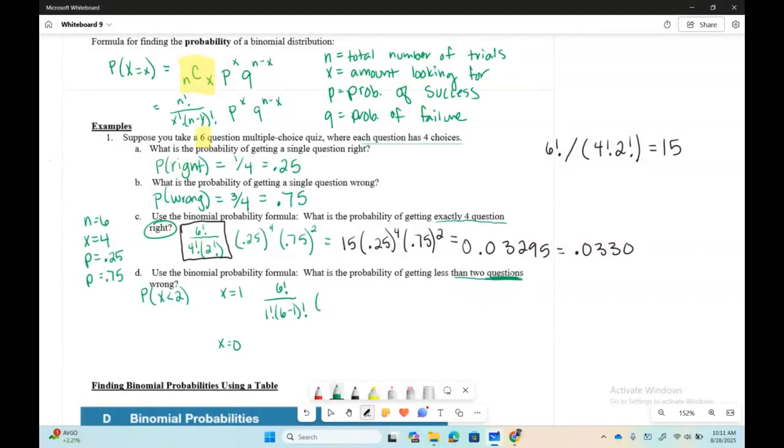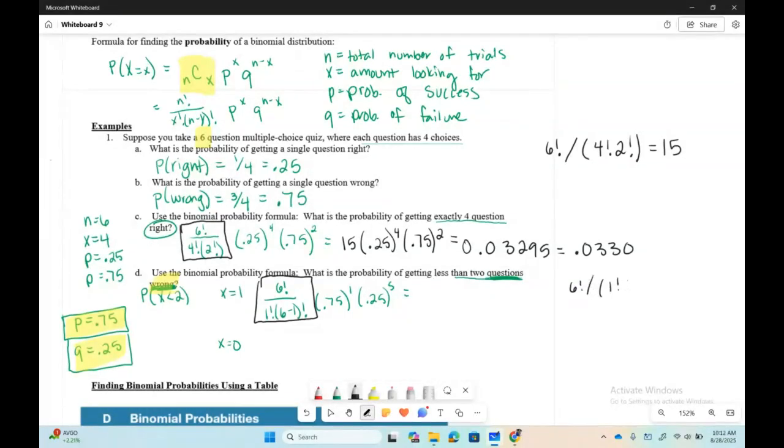Now see how this wording changes? We're looking at something that's wrong. So the probability of getting something wrong is 0.75, and the probability of getting something right is 0.25. So my success and failure has changed for this question. Now I'm going to say 0.75 to the first and 0.25 to the fifth. I'm going to do this part in my calculator first: 6 factorial divided by 1 factorial, 5 factorial. That should just equal 6.